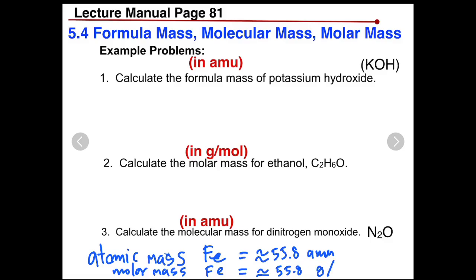The unit would be in grams per mole, right? Because this is the mass of 1 mole. This is the mass of 1 atom, so the unit would be different.